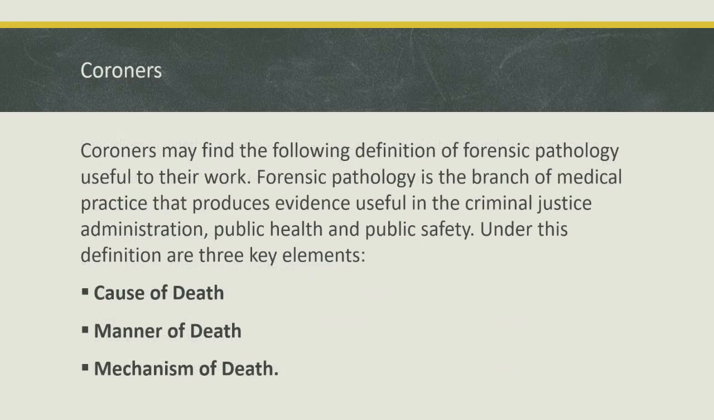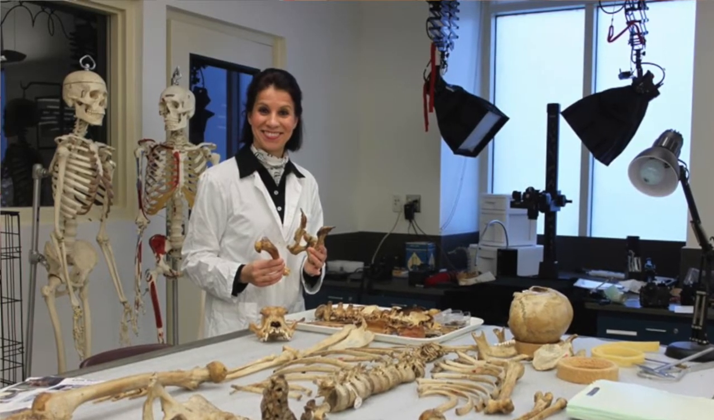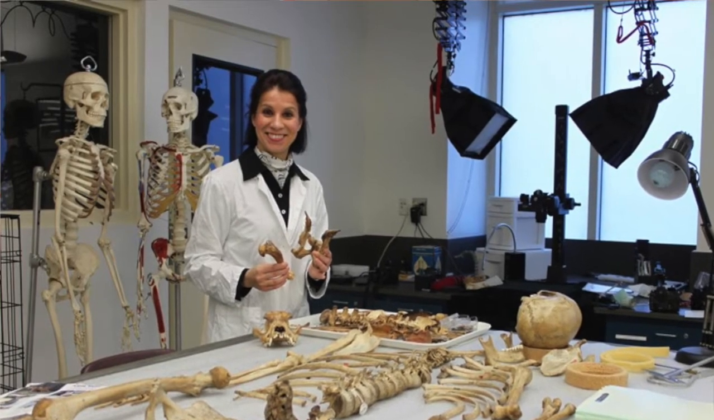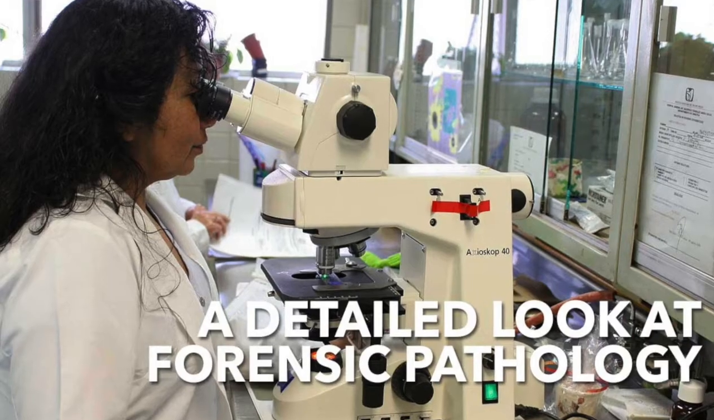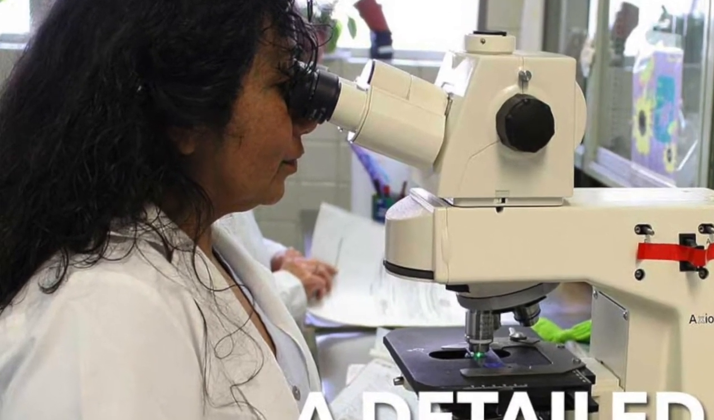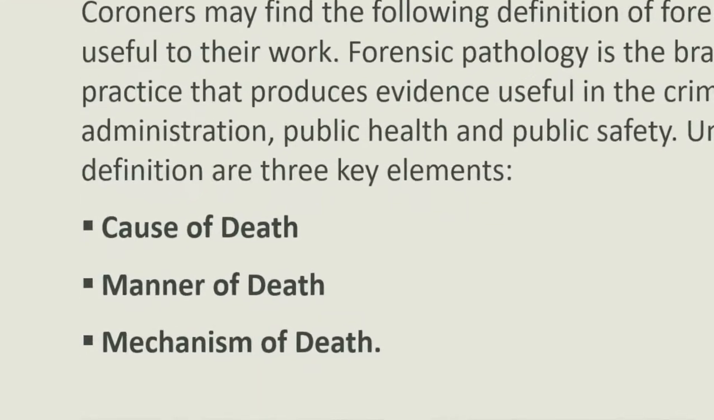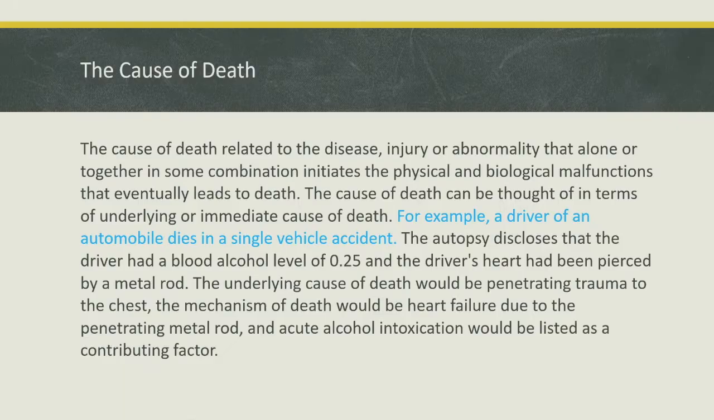Now let's get into coroners. Coroners may find the following definition of forensic pathology useful to their work. Forensic pathology is the branch of medical practice that produces evidence useful in the criminal justice administration, public health, and public safety. Under this definition are three key elements: cause of death, manner of death, mechanism of death. So first, let's get into the cause of death.